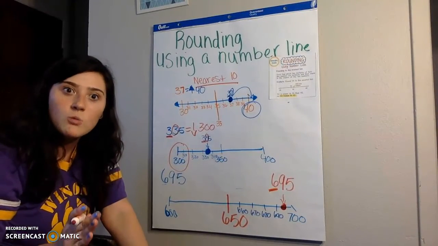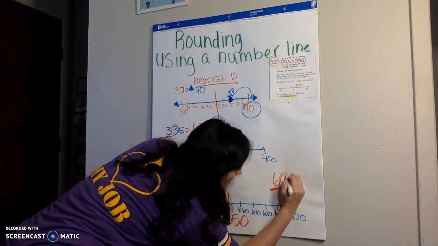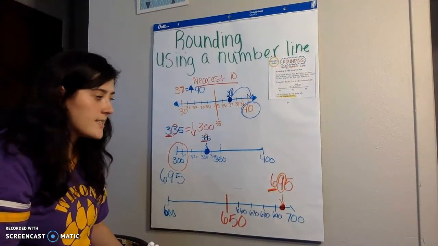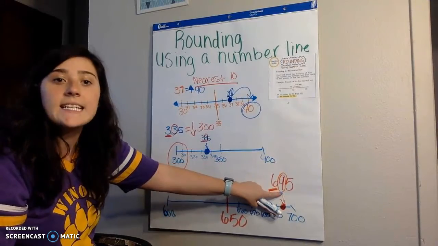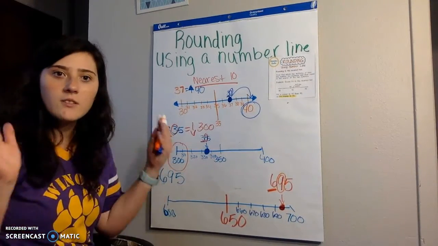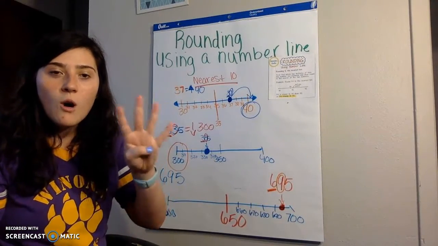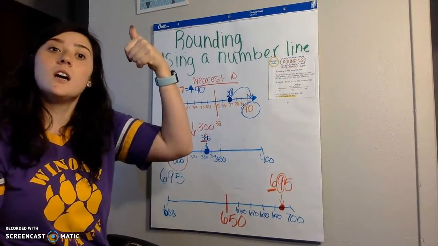Then step 2, what is step 2? Step 2 is to circle the number next to it, which is 9. So I have the 6 underlined in the hundreds place and the 9 circled in the tens place to give me that clue. Okay, so now what's the rule? The rule is 4 or less, you round down. 5 or more, you round up.